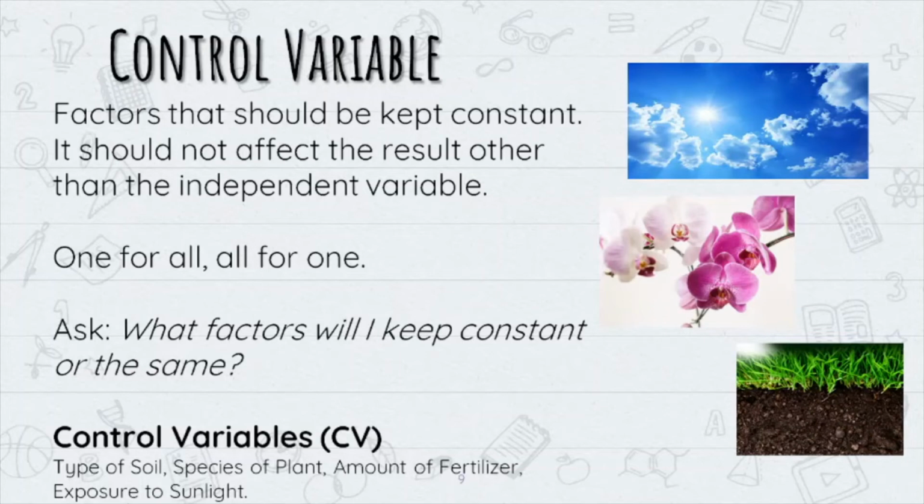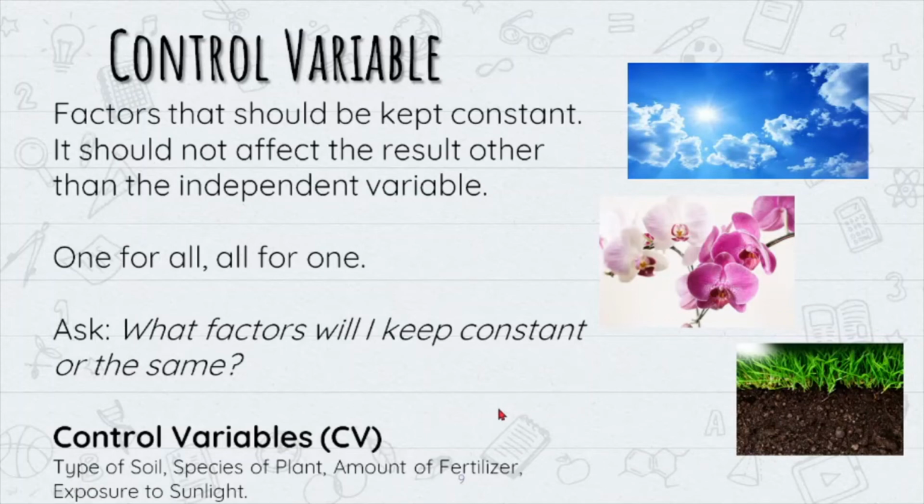So in short, control variables can be more than one, and these are the factors that we want to remain the same for all experimental setups. We need to make sure that it is only the type of fertilizer that will affect the plant height and not the type of soil, the species of plant, the amount of fertilizer, and the exposure to sunlight. So therefore, these are the factors that should be the same for all.